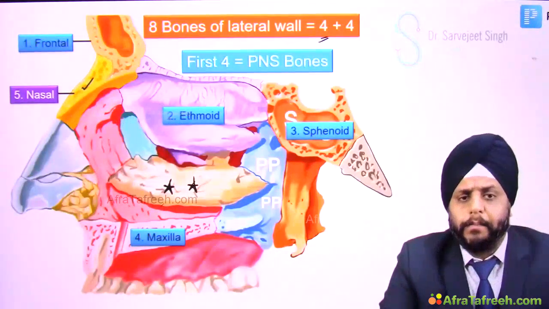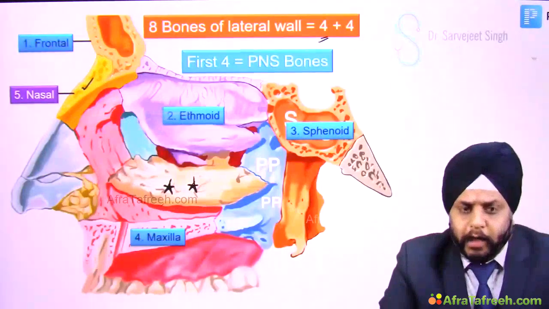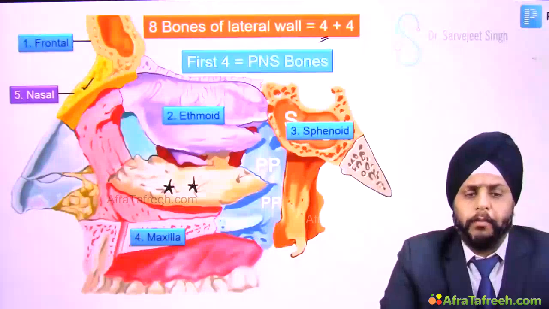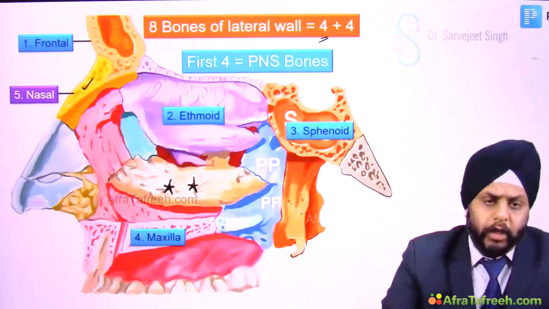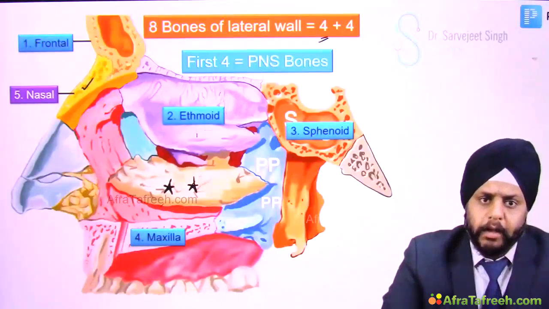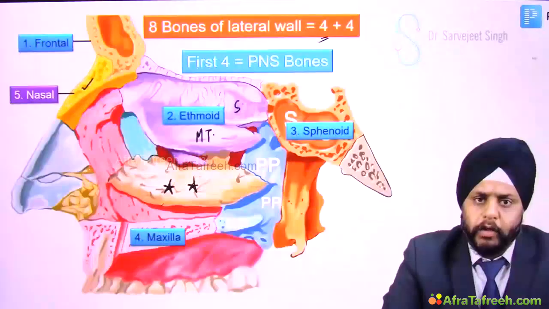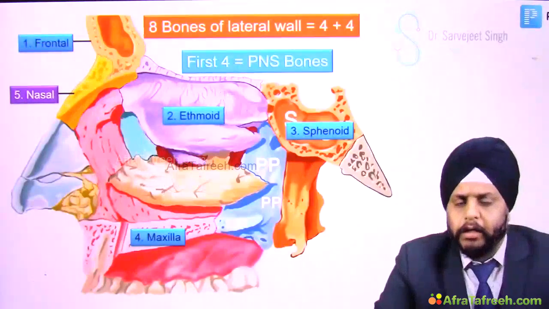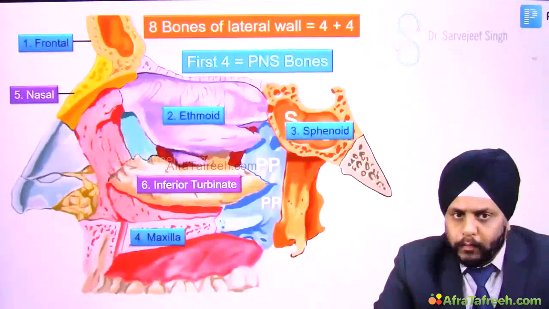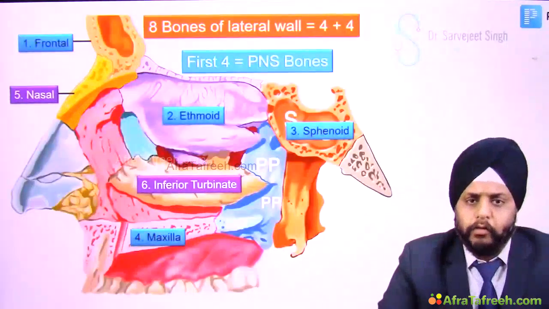Inferior turbinate is a part of which bone? Answer is none of the above. It is not a part of any bone. It is an individual bone. Which turbinates are part? Middle turbinate, superior turbinate. These are parts of ethmoid bone, whereas the inferior turbinate is an individual bone. All right.